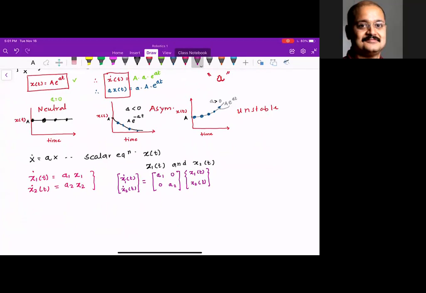What happens if my a1 and a2, both of them, are negative? The system is asymptotically stable. If my a1 and a2 are greater than zero, the system is unstable. Do you agree with me? Everyone understood this? What are a1 and a2?